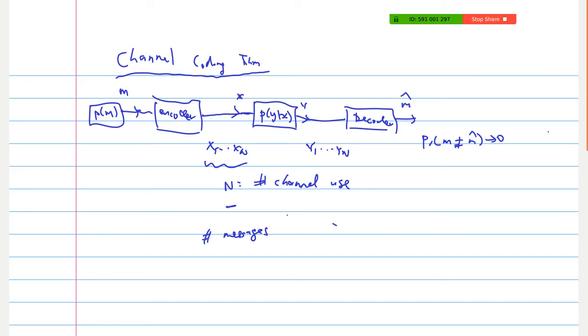Is this only one channel? No, this is only one channel, but this is a channel use, because you send a sequence, right? Each time you send one symbol. So for example, if n is equal to 10, you send 10 symbols across this channel. There's only one channel here, but you use it n times. If n is equal to 10, you are essentially using it 10 times. And then you expect that you can send more information that way.